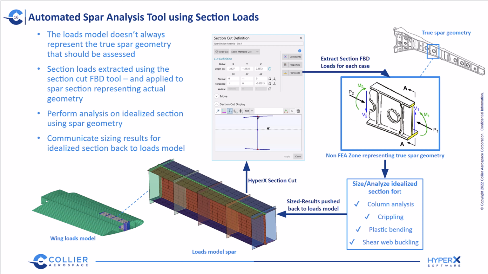So the idea is to take the free body section level loads to size all the properties along the length of the spar in this manner. We can already do this today, but it's a pretty manual process. So we're hoping to roll out a more automated version of this process to all of our stress engineers within the coming months.